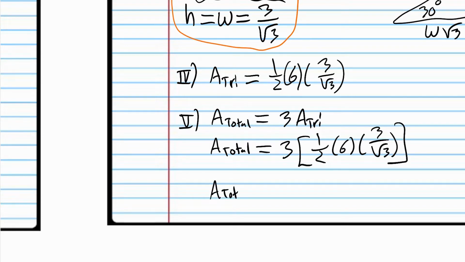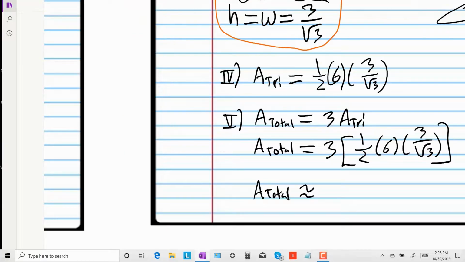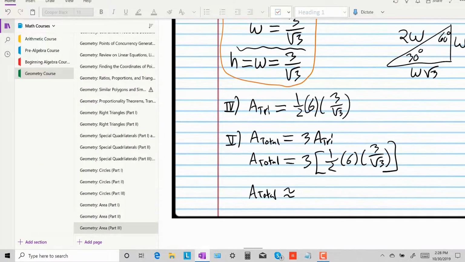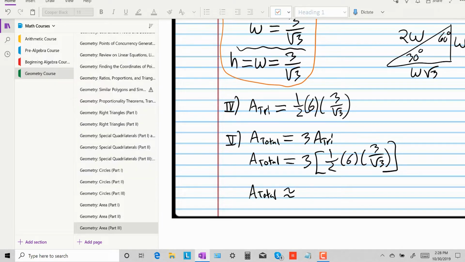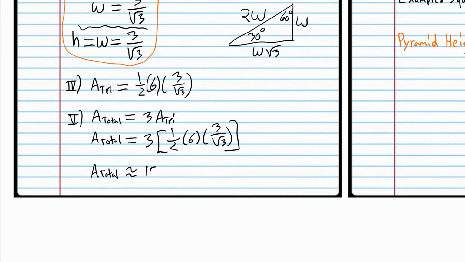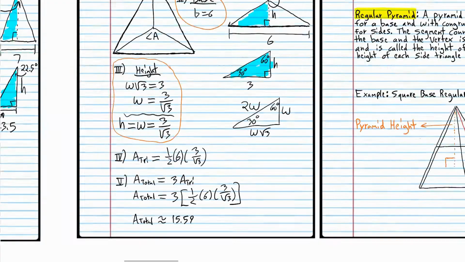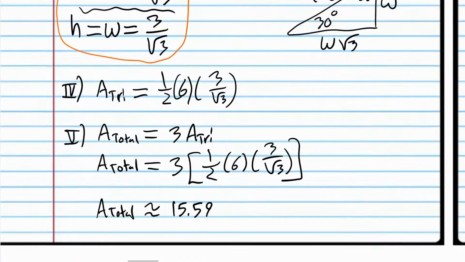And we get out our calculator. Three times 0.5 equals times 6 equals times 3 equals divided by 3 square root button equals, and we get 15.59. So if you got 15.59, good job. And the units are square centimeters.